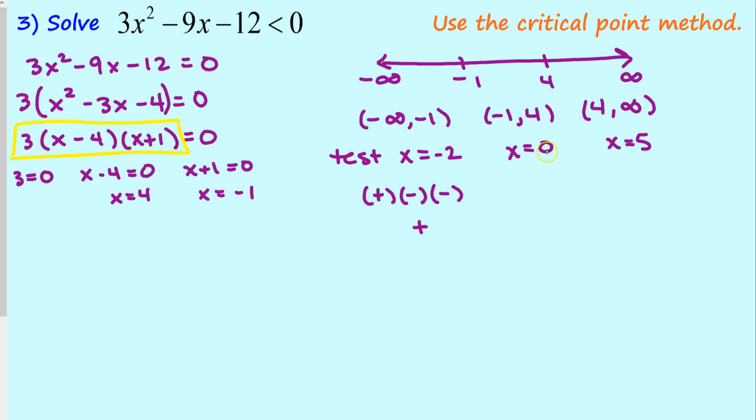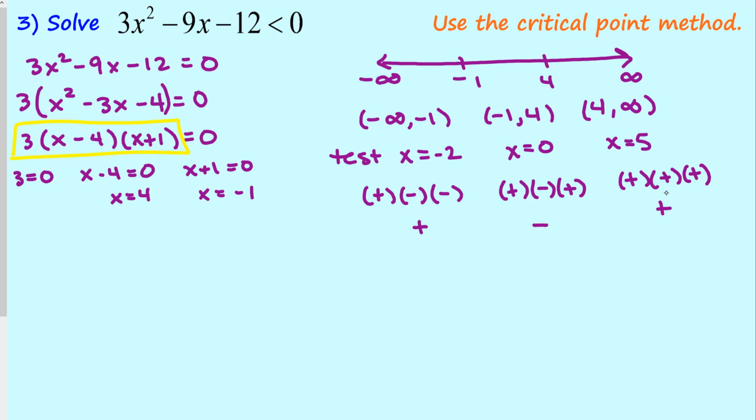And now we have 0 to test. The first factor is 3, so that's positive. 0 minus 4 is negative, and 0 plus 1 is positive. Positive times negative times positive is negative. And finally 5: 3 is positive, 5 minus 4 is positive, and 5 plus 1 is positive. So we have positive times positive times positive, which is positive.